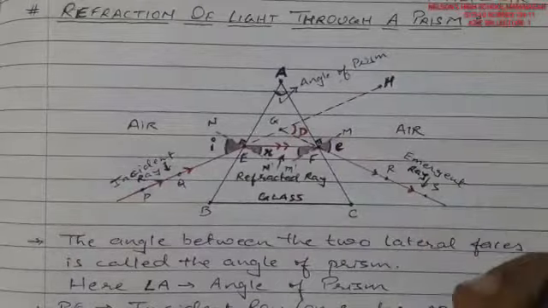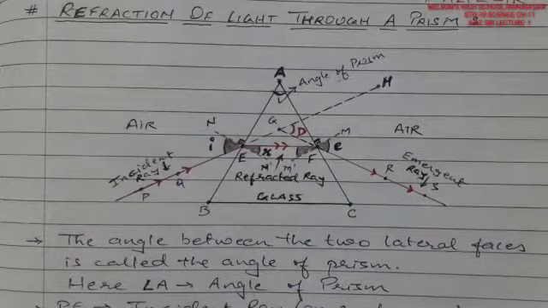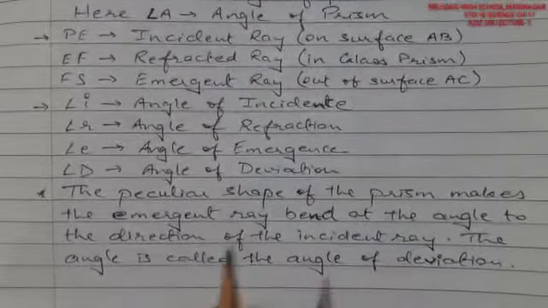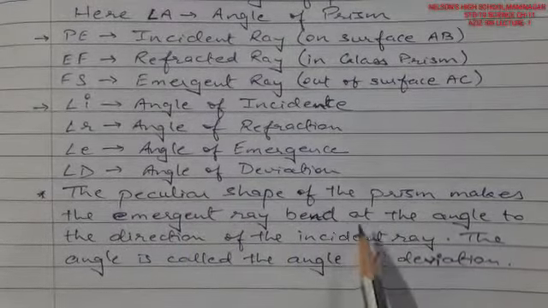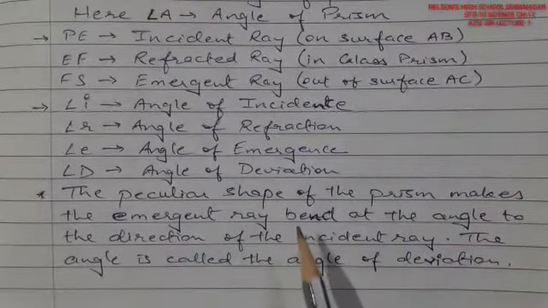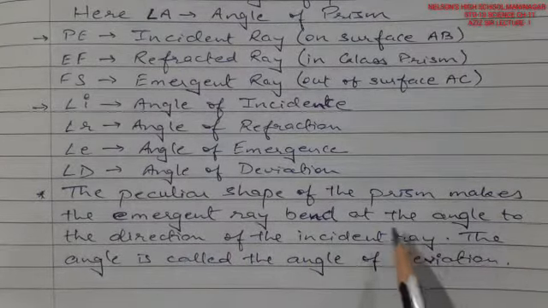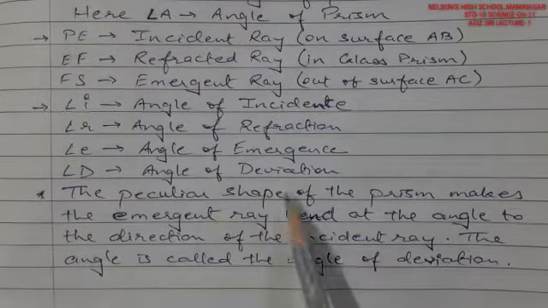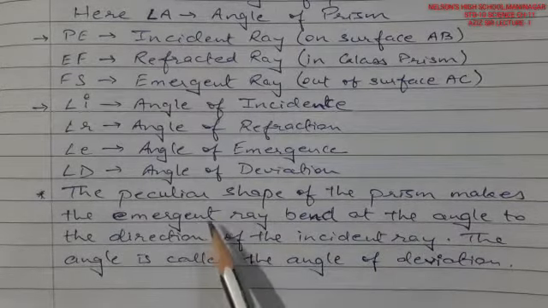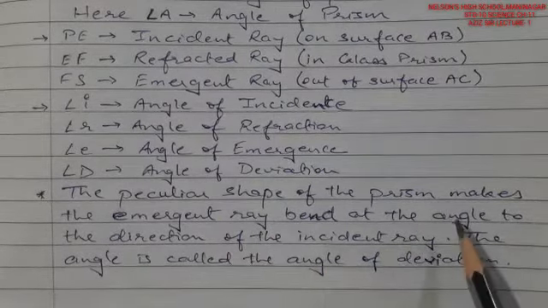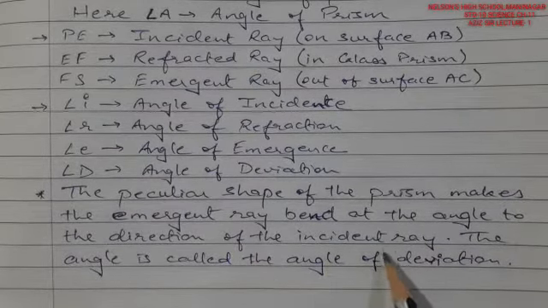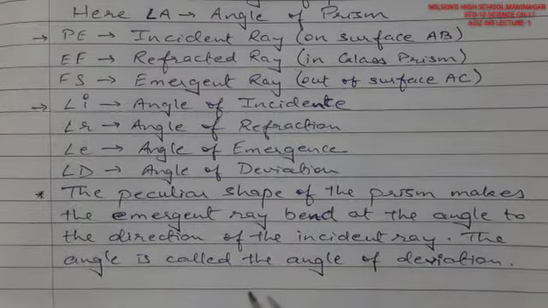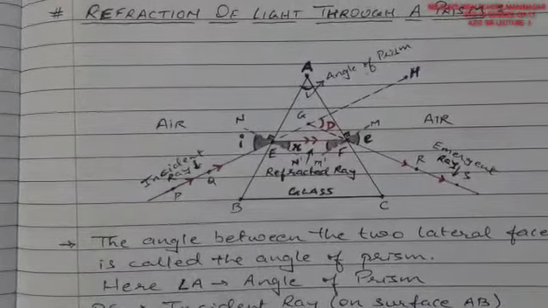Fine. Furthermore, angle of deviation. We have written angle of deviation. Now, what is an angle of deviation? Because of the peculiar shape of the prism, the emergent ray bends at an angle to the direction of the incident ray. This angle is called an angle of deviation. Now I will explain from the diagram what an angle of deviation is.